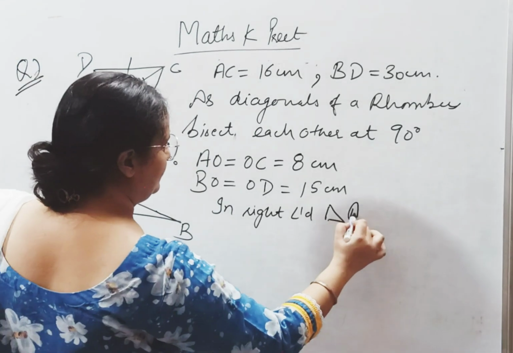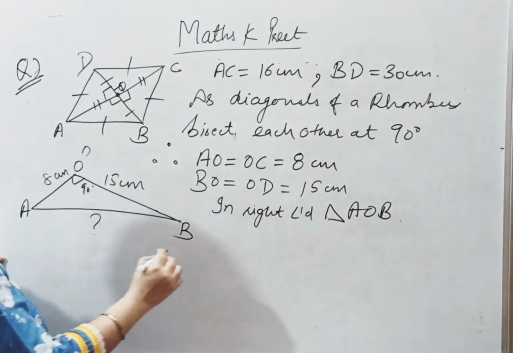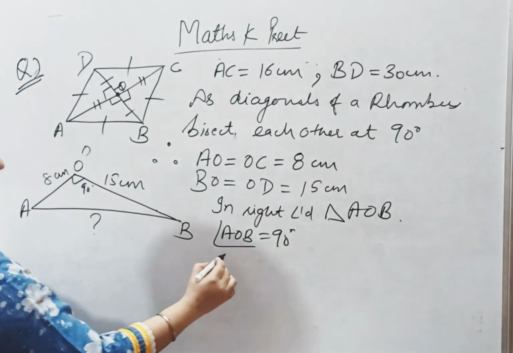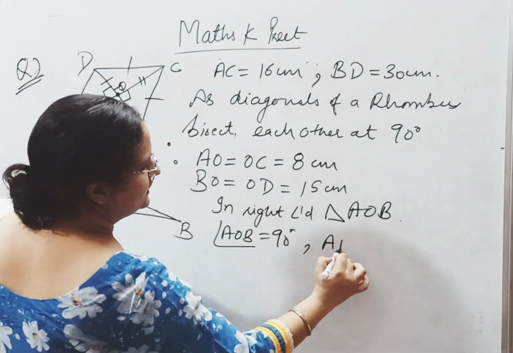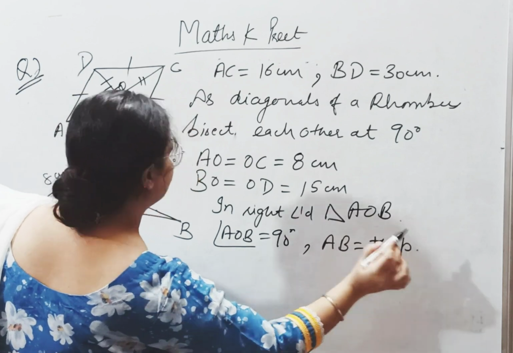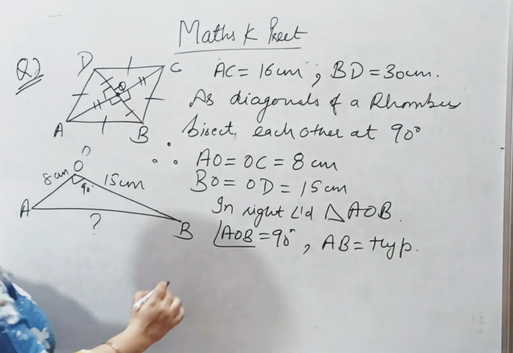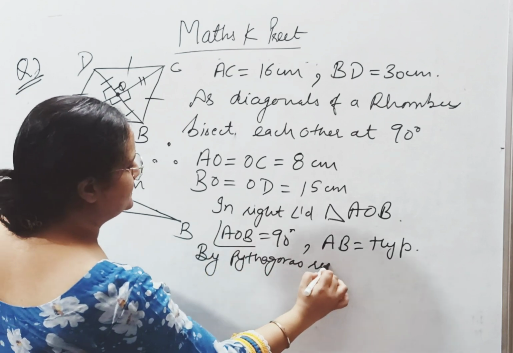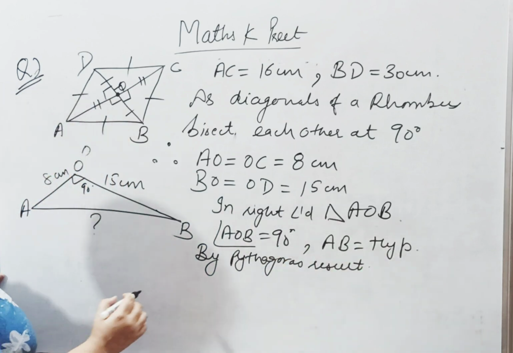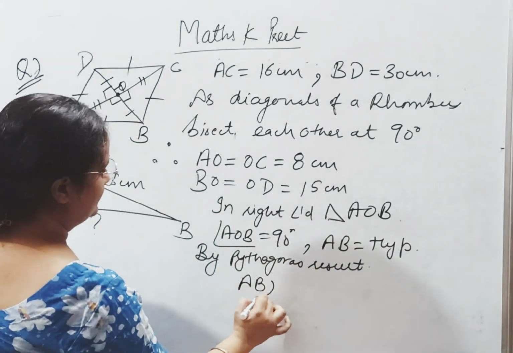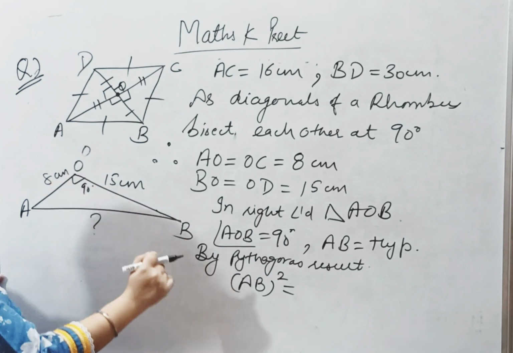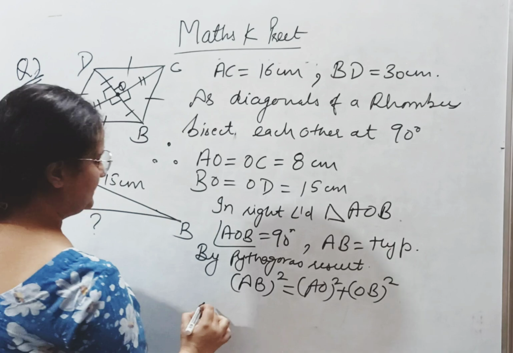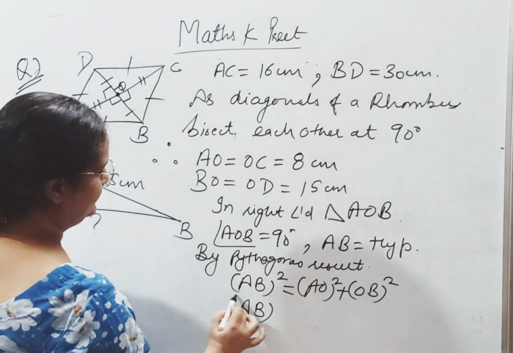AOB. Here angle AOB is what? 90 degree. Therefore AB is equals to what? Hypotenuse, the side opposite to the right angle. So by Pythagoras result, we have AB square is equals to AO square plus OB square. We'll just put the values here. AB we have to find.